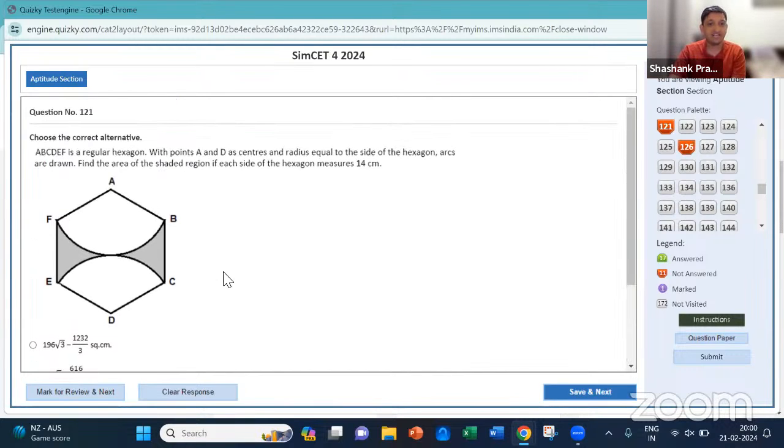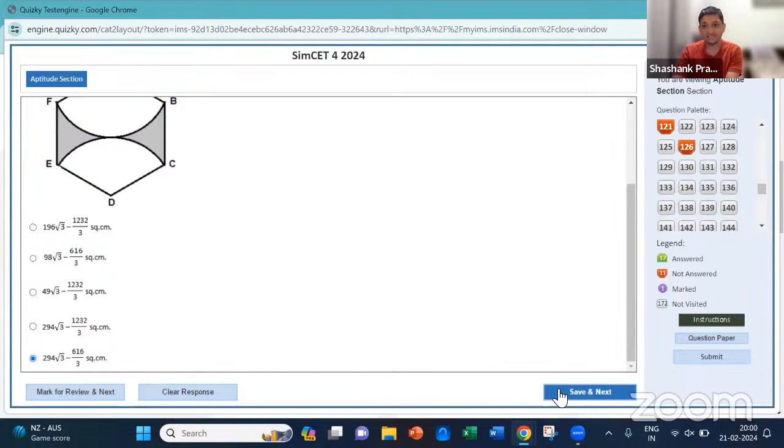Now let's find the area of the hexagon. Area of the hexagon is 3√3/2 into side square. So 3√3/2 into 196. 98 into 3. 98 3s are 294. So 294√3. Yeah, I think this is the answer.